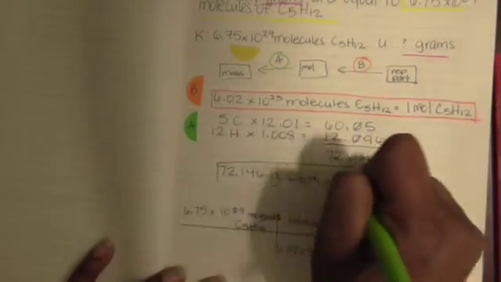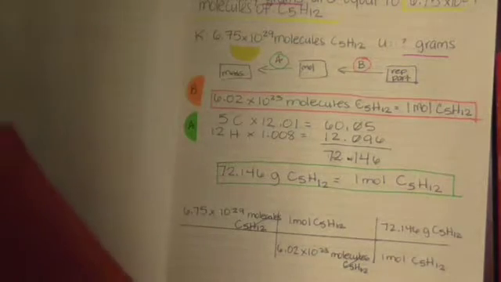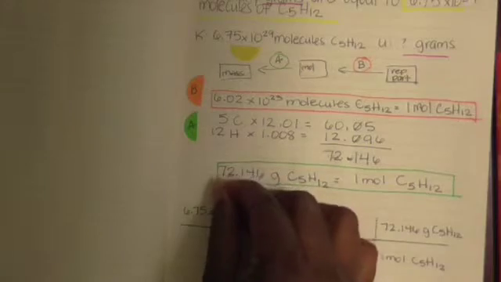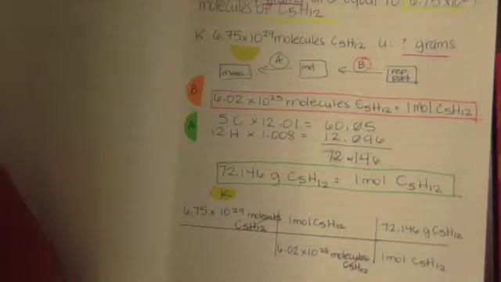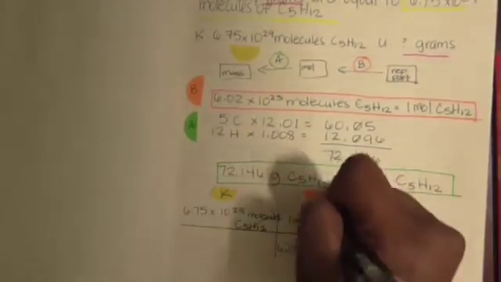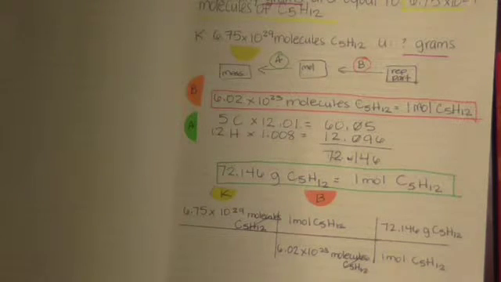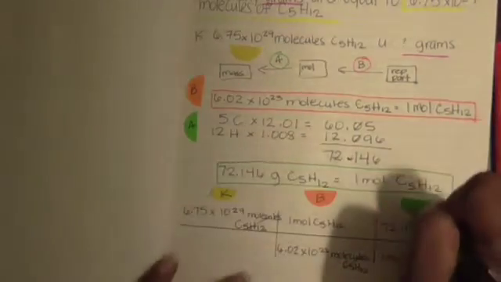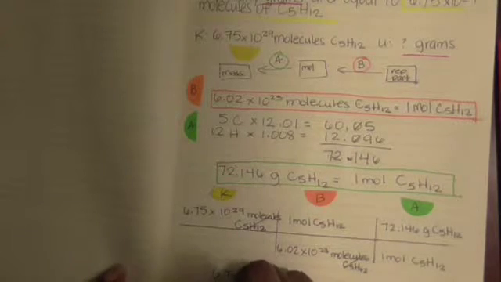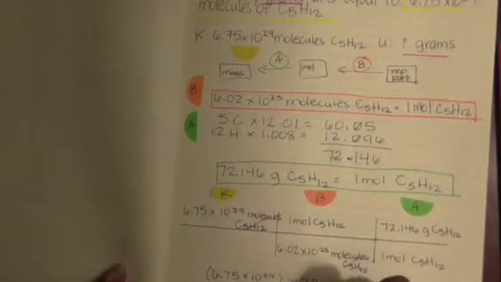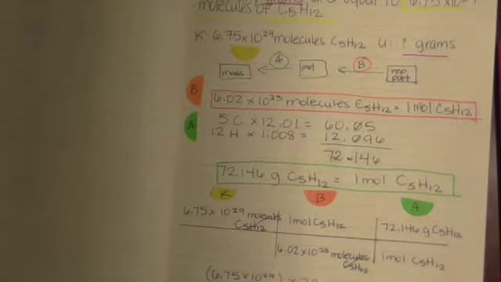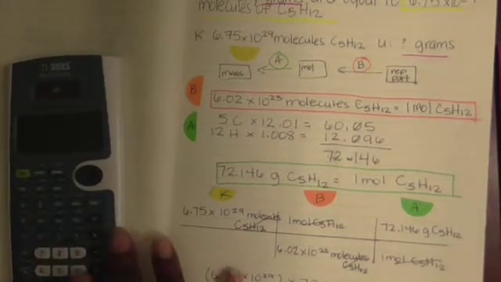And just so we're clear, I did shortchange some things, so let me just clarify. This first part here was our known. This part here was our B. And this part here was our A. So our math is going to be 6.75 times 10 to the 29th times 72.146 divided by 6.02 times 10 to the 23rd. Again, make sure you put those in parentheses when you put them in your calculator, or you'll wind up with the wrong answer.